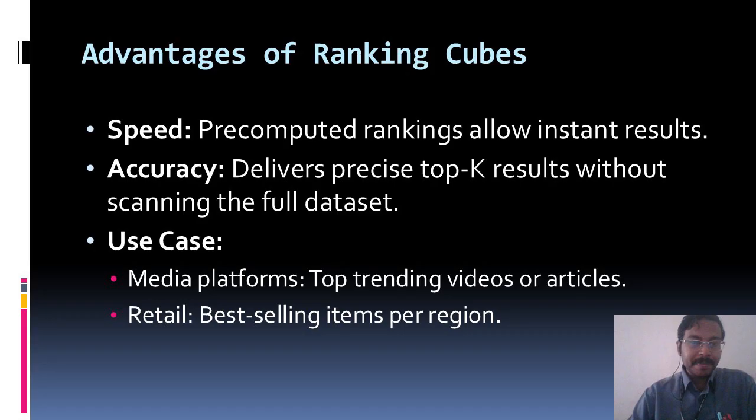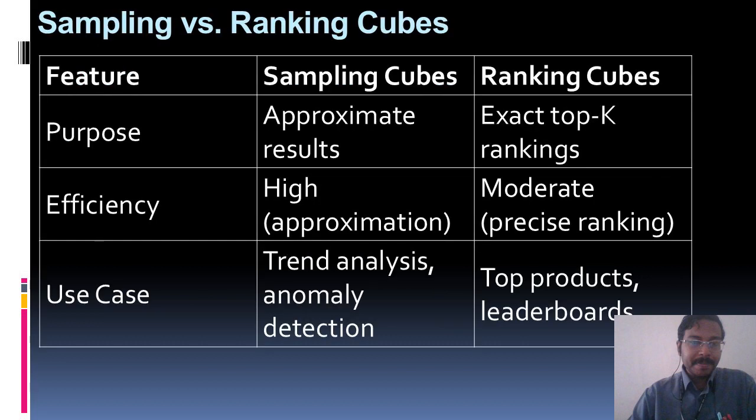The benefits of ranking cubes are that they provide speed by giving instant results, and they maintain accuracy by delivering precise top-k answers without scanning the full dataset. Examples include media platforms showing top 10 videos or retailers displaying best-selling items per region.